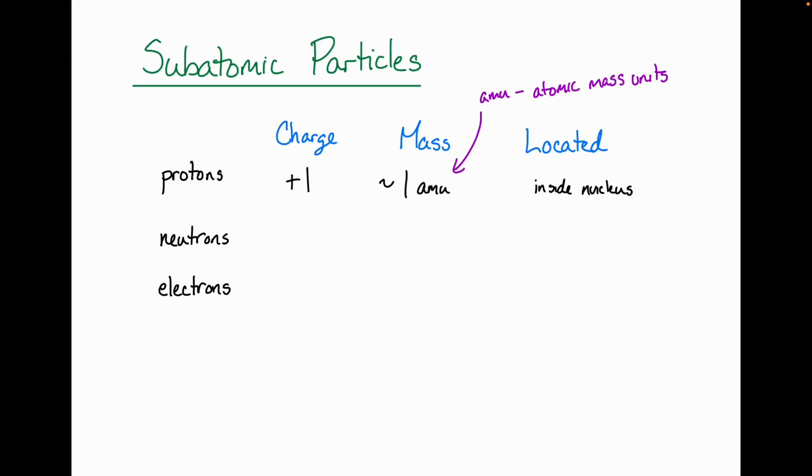Right? Neutrons are neutral. They have zero charge associated with them. All right, but other than their charge, neutrons are a lot like protons. They also have a mass of about 1 AMU and are located inside the nucleus.